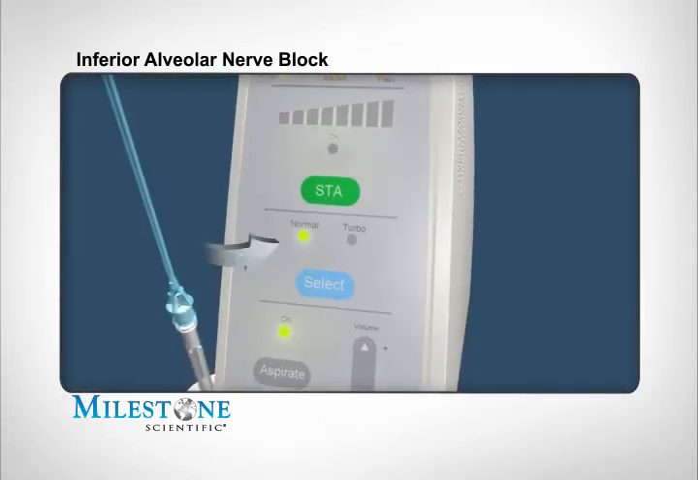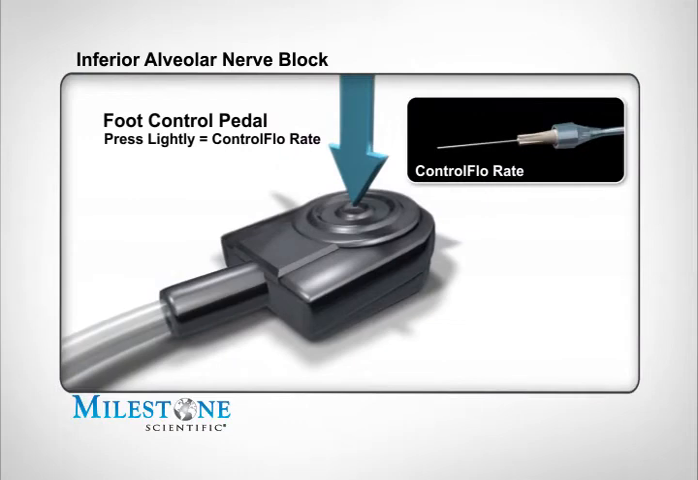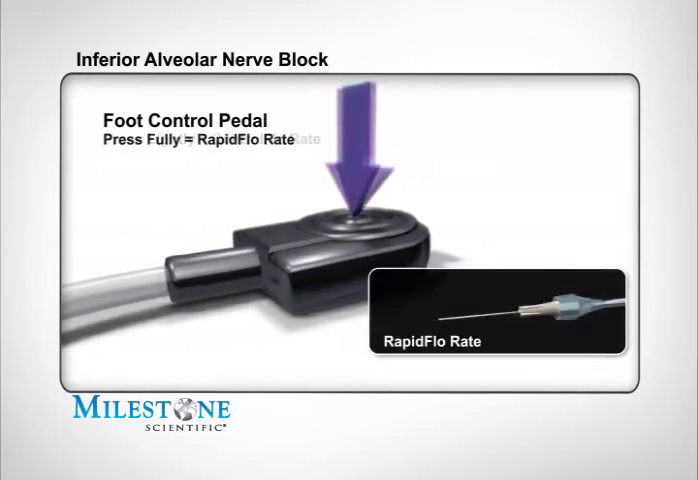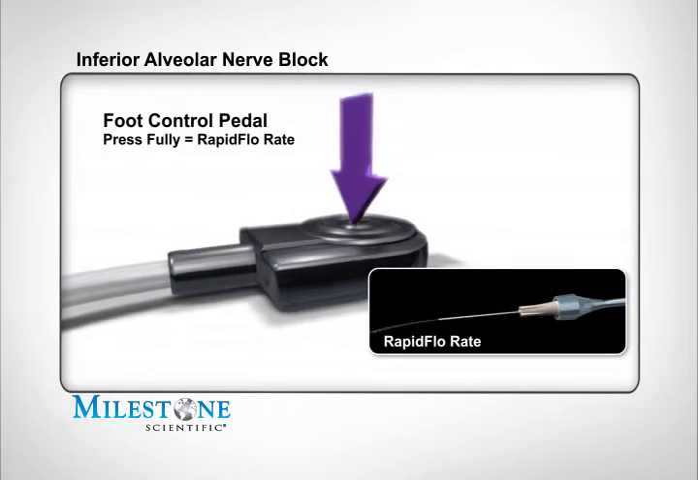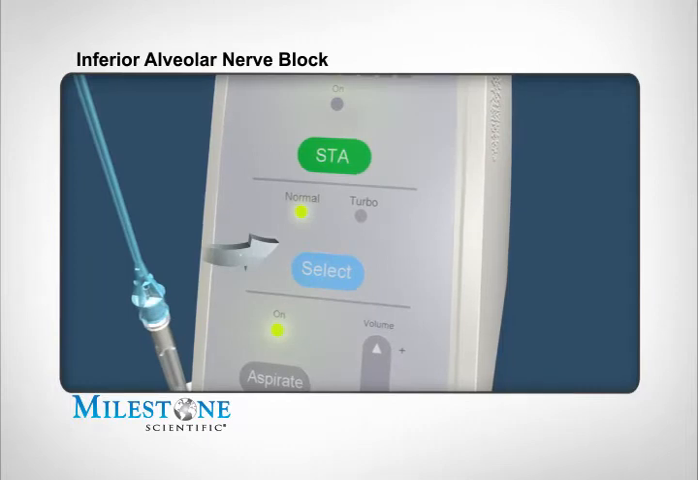In the normal mode, the foot control has two distinct positions. Depressing the foot control lightly allows you to enter the control flow rate. Fully depressing the foot control allows you to enter into the rapid flow rate. It's recommended that you use a 27-gauge 1 1/4 inch needle to perform the inferior alveolar nerve block. Set up the STA in the normal mode.